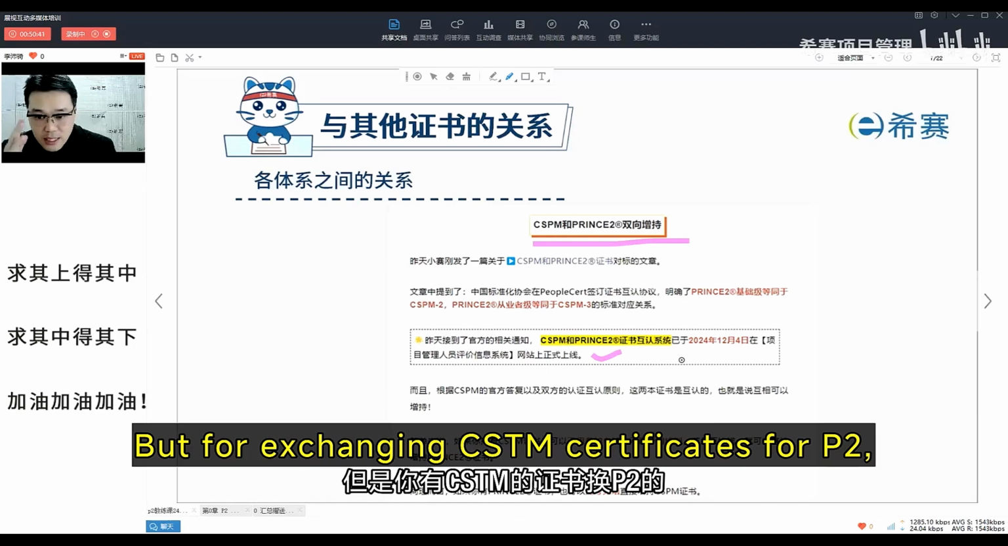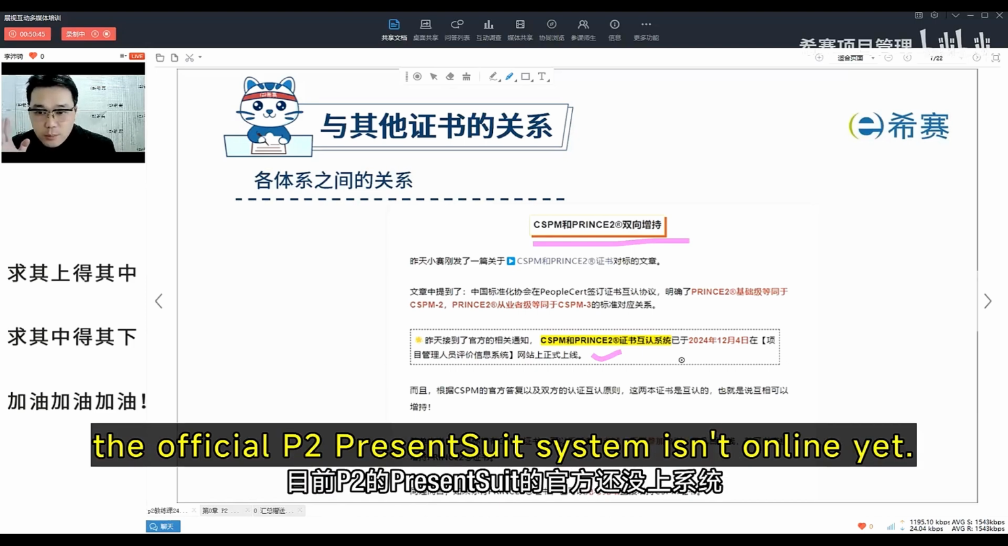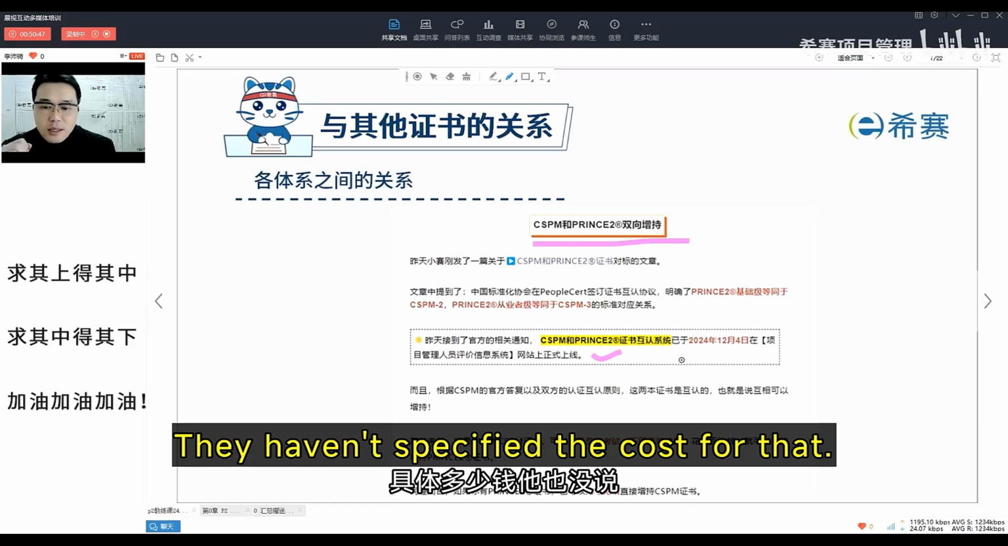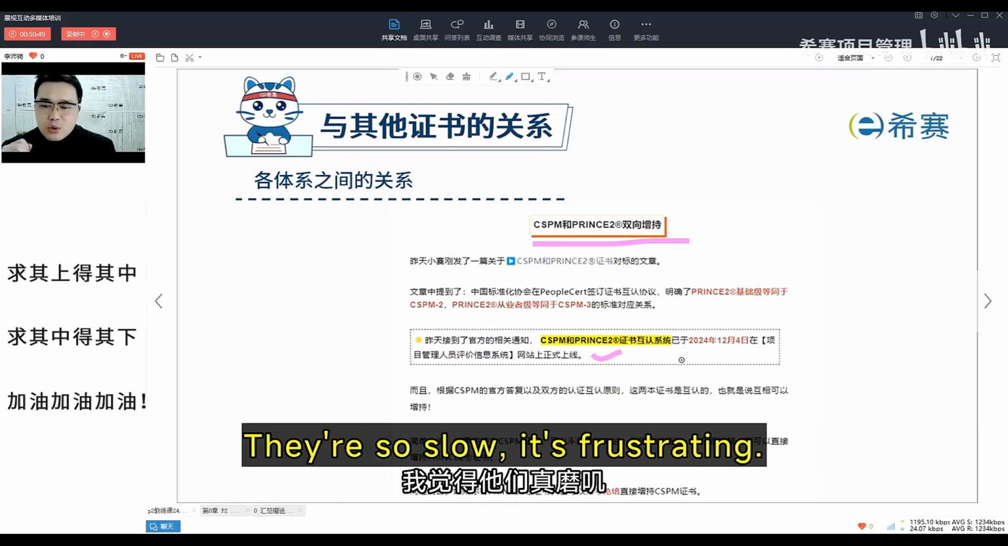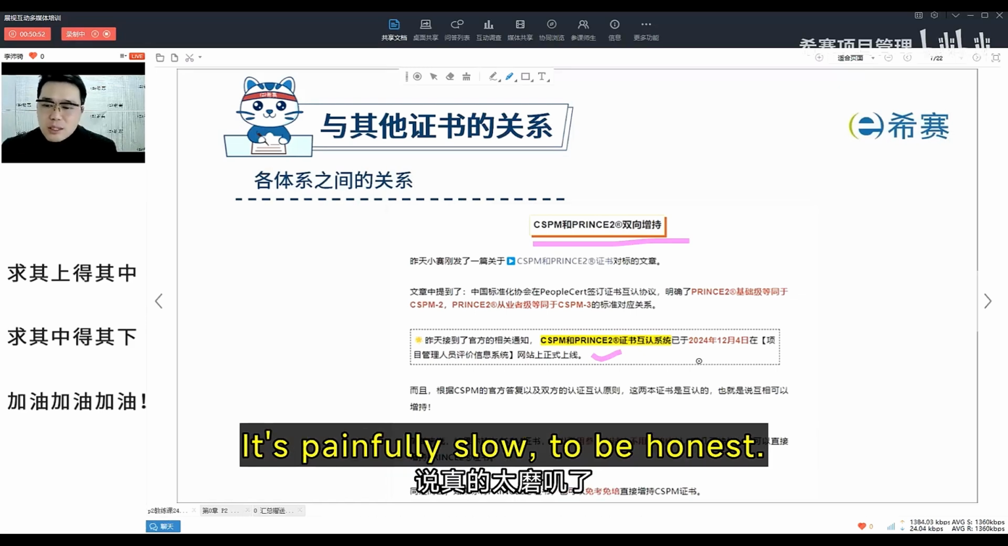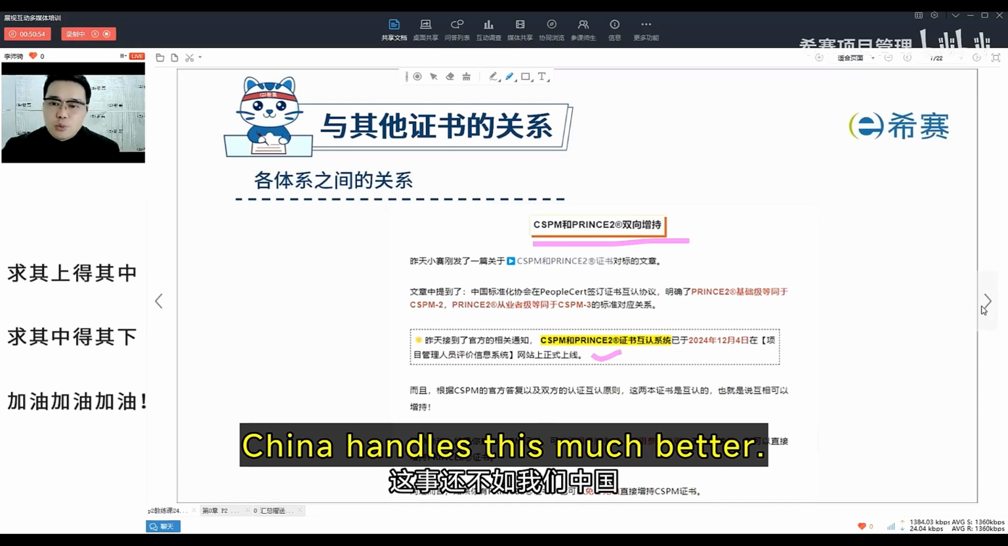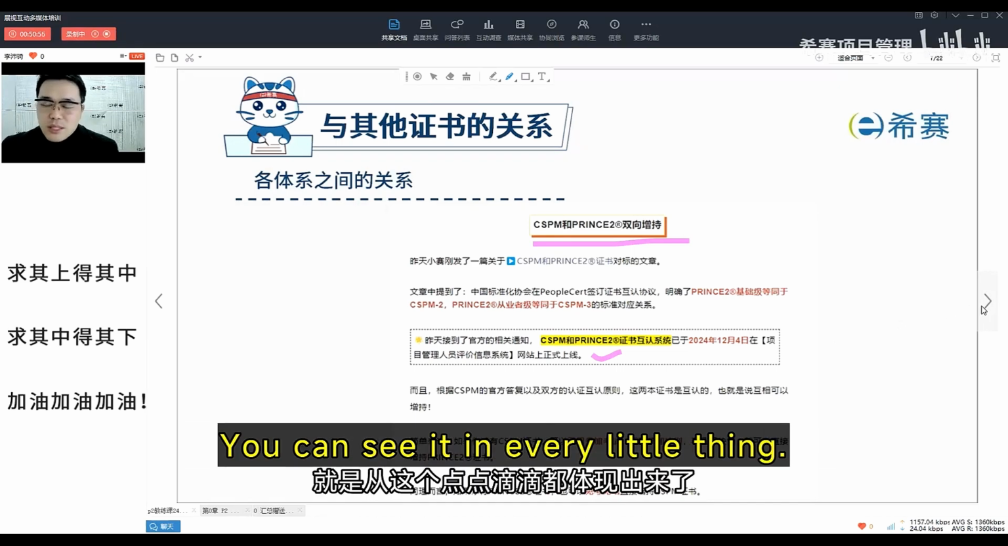But for exchanging CSTM certificates for P2, the official P2 PRINCE2 system isn't online yet. They haven't specified the cost for that. They're so slow, it's frustrating. It's painfully slow, to be honest. China handles this much better. You can see it in every little thing.